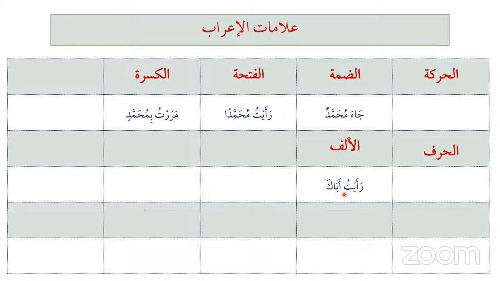So here, when we have words like abun, father, akhun, brother, when we make that mudaf towards anything besides ya'ul mutakallim, so we're not saying abi or akhi, my father or my brother, but it's mudaf towards anything else, here the ka, in the state of nasb, alif will be the indicator. Alif will be the alama that that word is in the state of nasb.